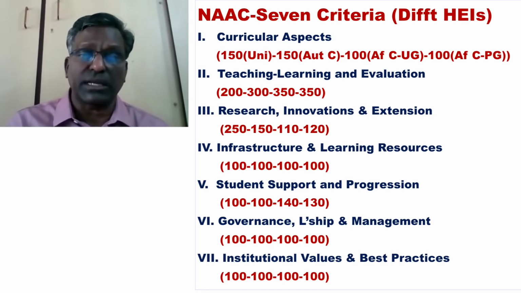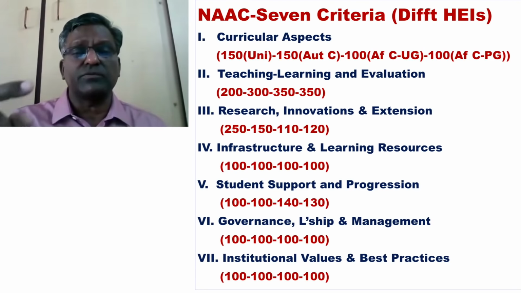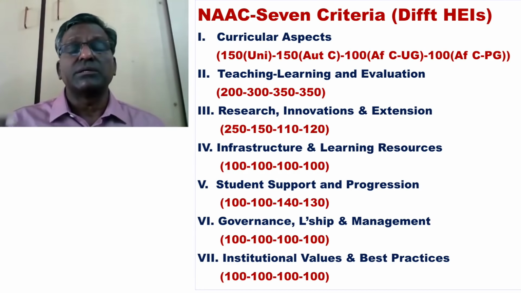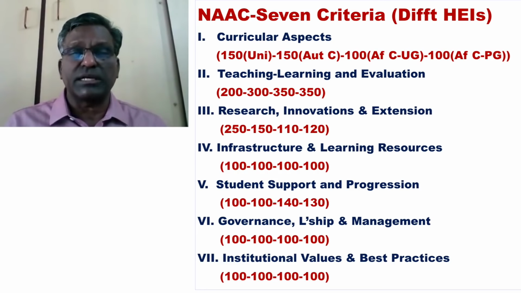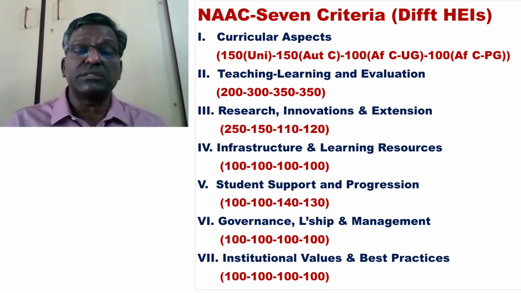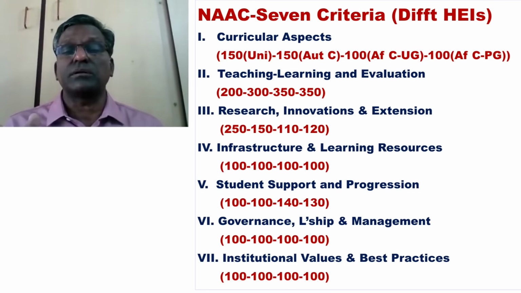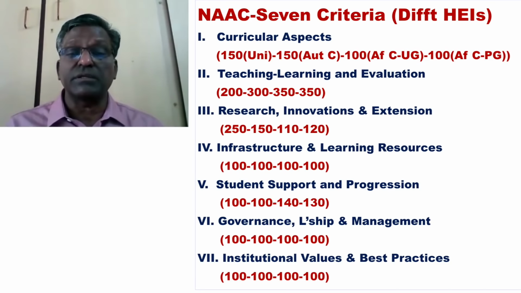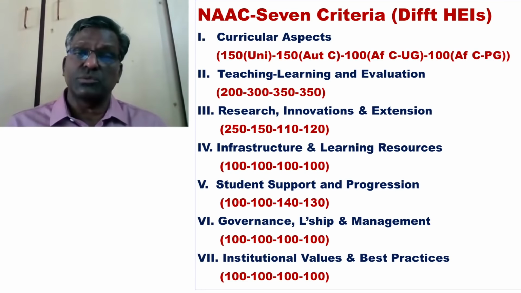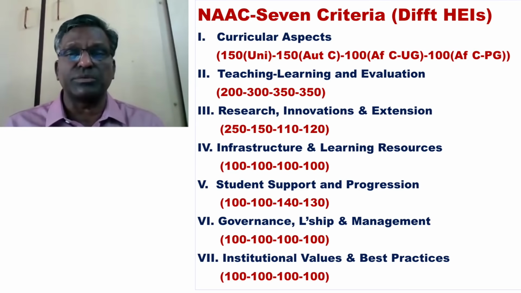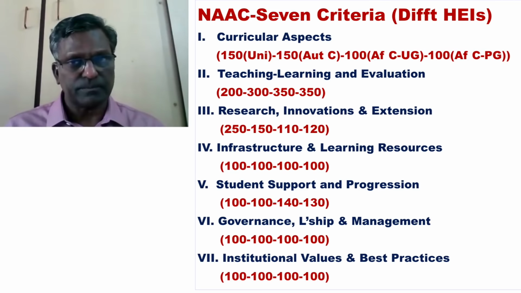Okay, so I'll just highlight 2 criteria. The first criterion is curricular aspects. As far as universities and autonomous colleges are concerned, the weightage for curricular aspects is 150. Whereas in the case of an affiliated college or a constituent college, whether it is a UG or a PG, it is only 100. Now, why this differential treatment?